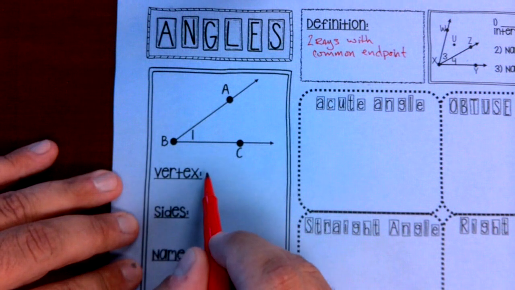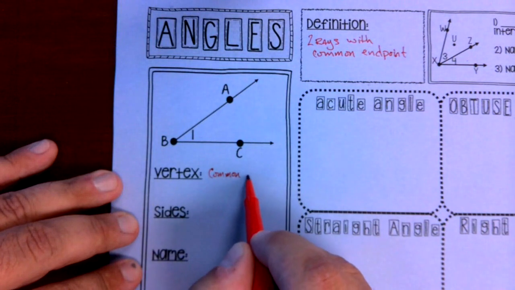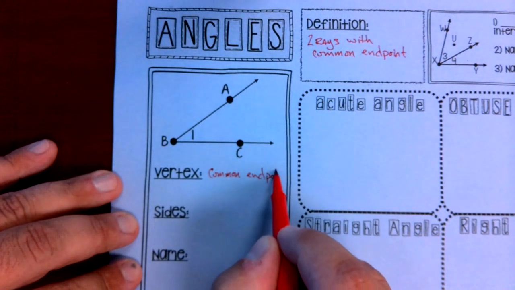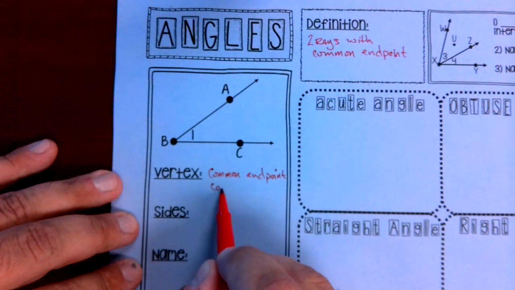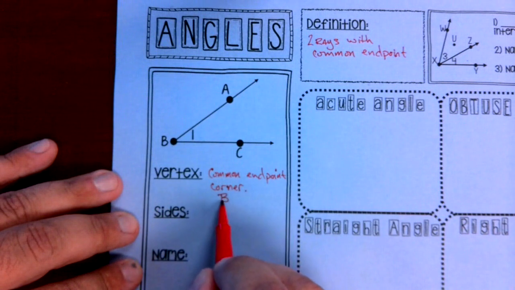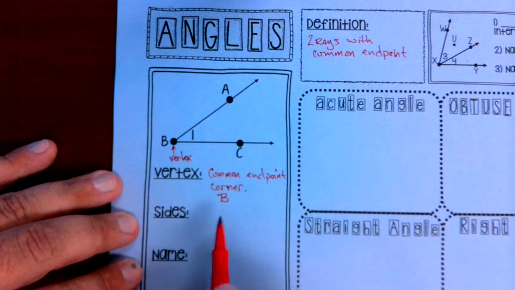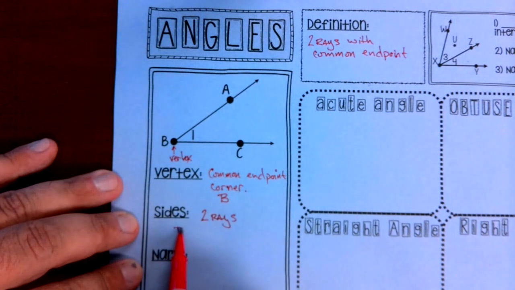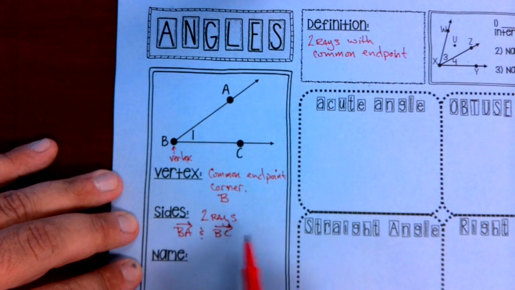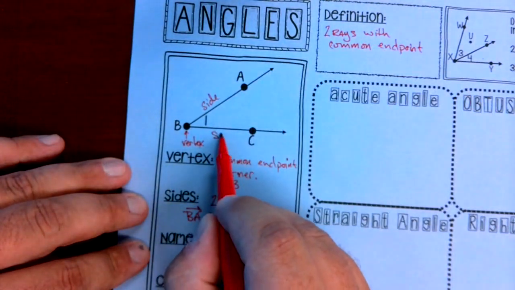The vertex, the vertex is the common endpoint, or sometimes we think of it as the corner. In this case, it's B. This right here, that's the vertex. The sides, those are the two rays. In this case, it's ray BA and ray BC. This is a side. This is a side.